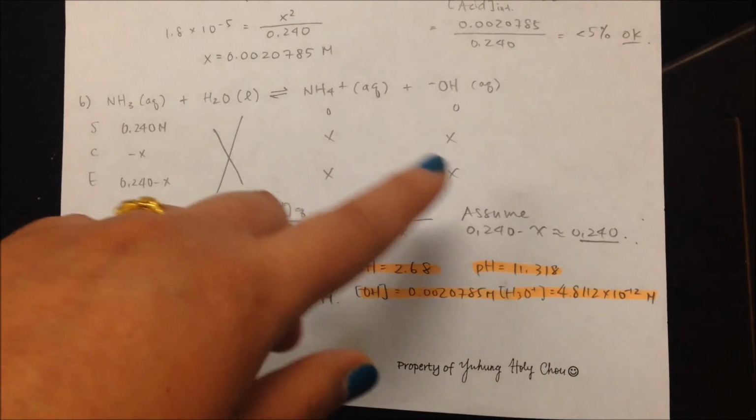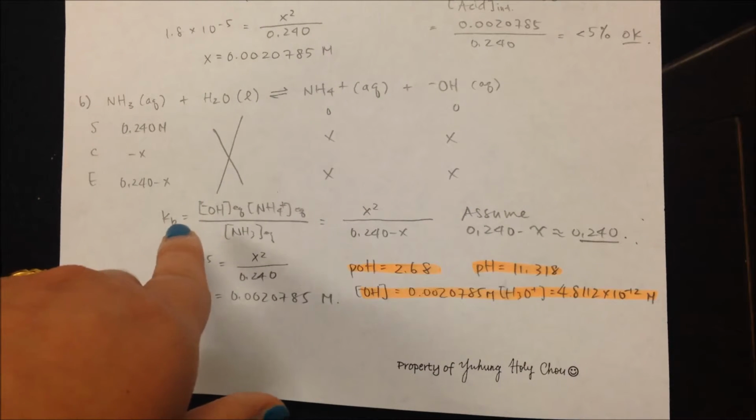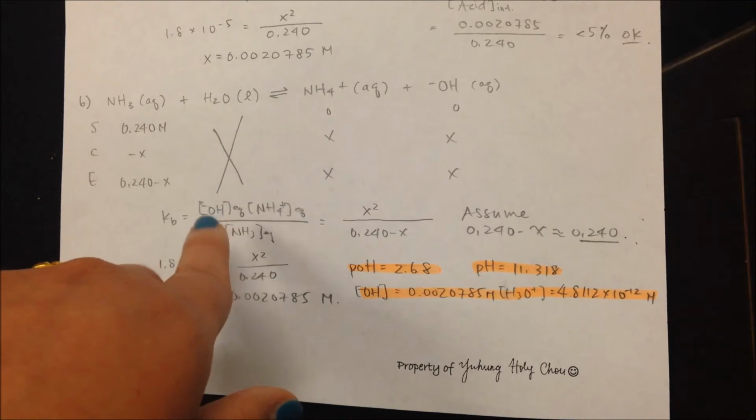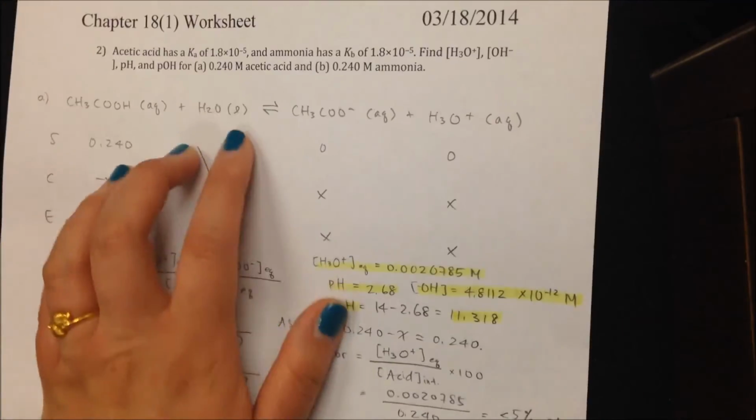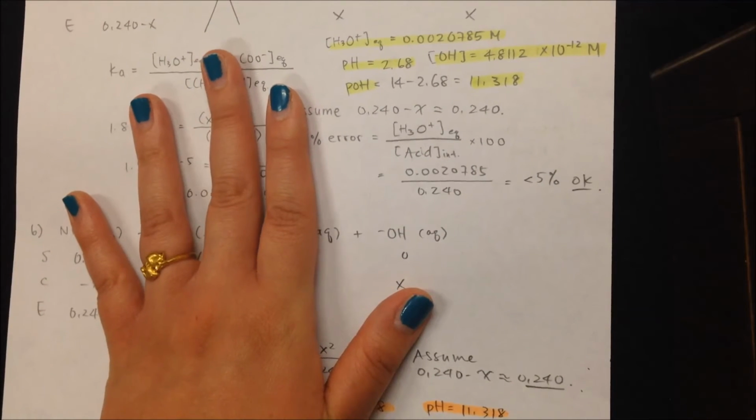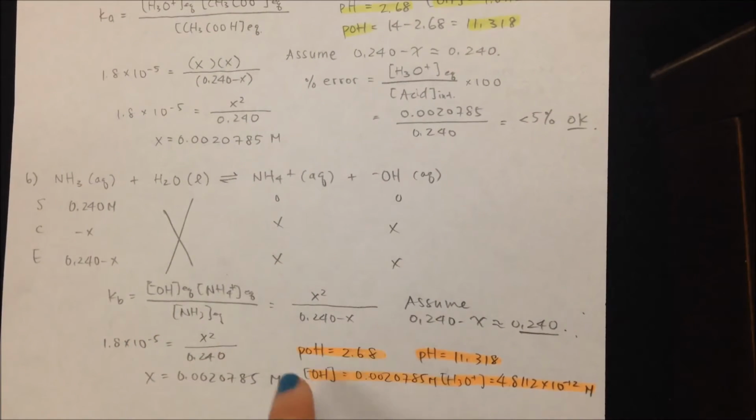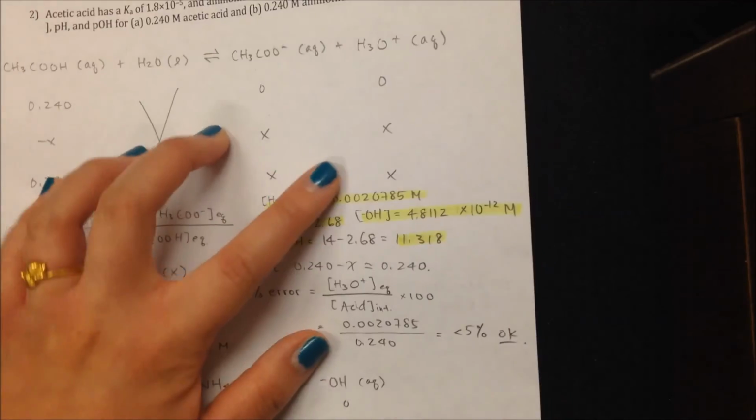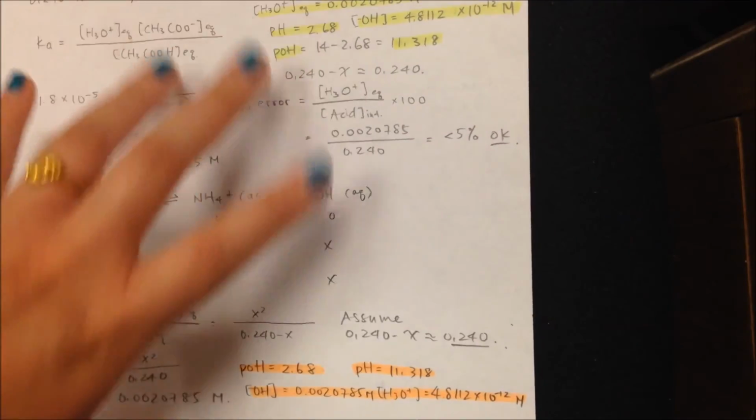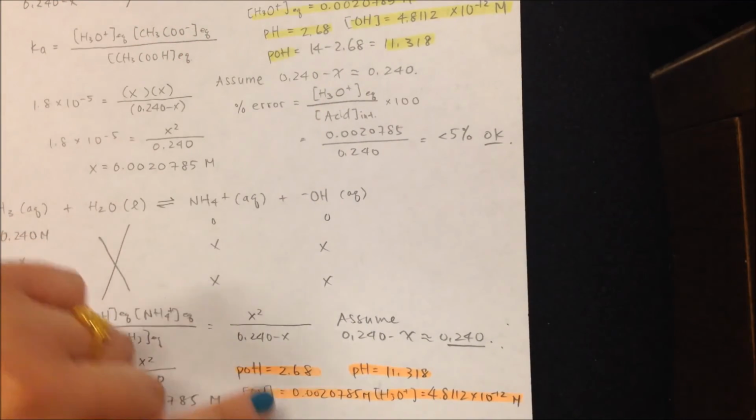Alright, so we did all the work here. And again, we know the Kb, right? Since Kb is the same as Ka, and we start with the same initial concentration for both of them, we can assume it's the same. So let's solve for x and assume that x is small, and our proof up there shows it is less than 5%. So x is, once again, 0.00020785. Since x is the OH concentration, we take the negative log of that to get pOH. And since the concentration of H3O plus in part A is the same as the OH concentration here, we know that the pH and the pOH values are going to be the same.